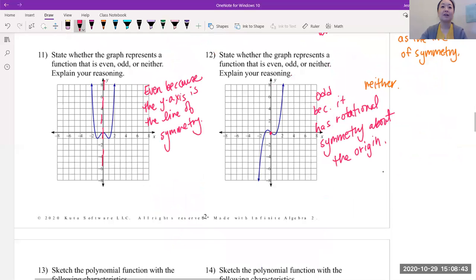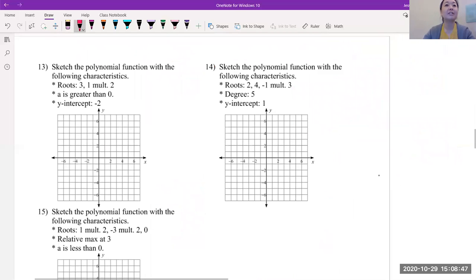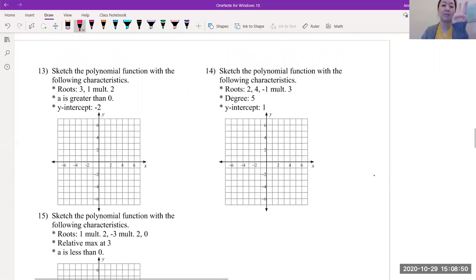Okie dokies, there we go. Done with those four. Moving on. We're more than halfway there, guys. All right, we're going to sketch the polynomial. There are going to be 3 sketches that we're going to do. And if you notice right here, we were given roots.